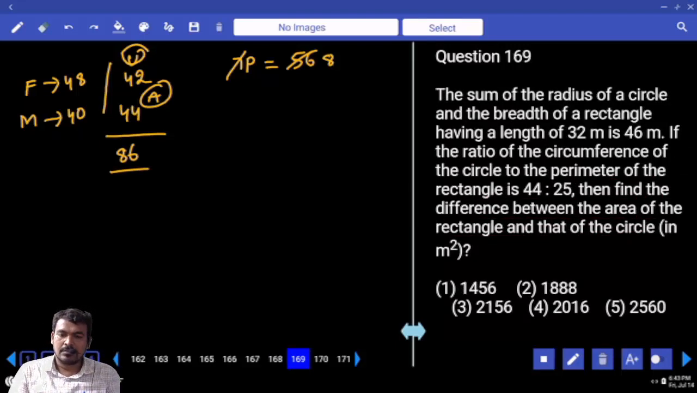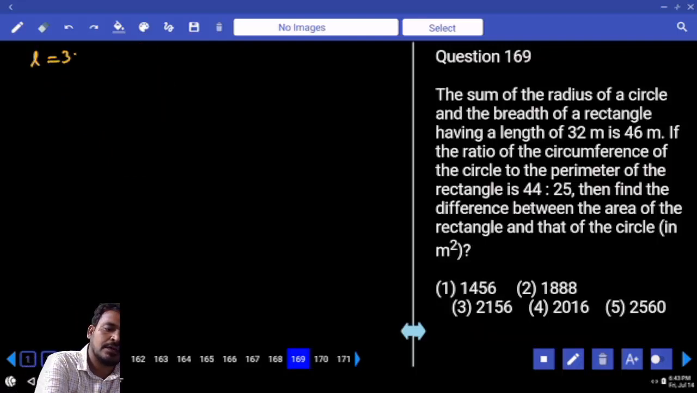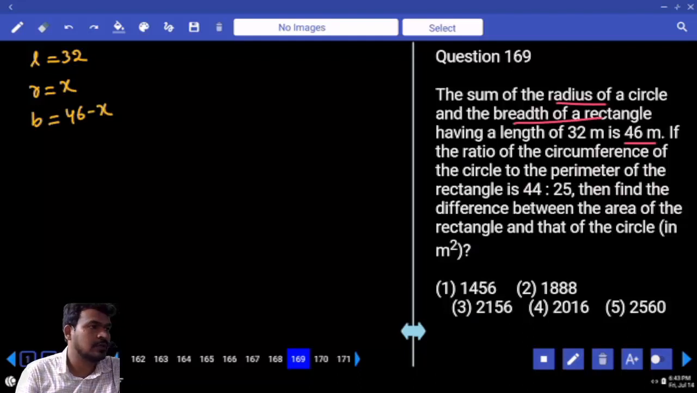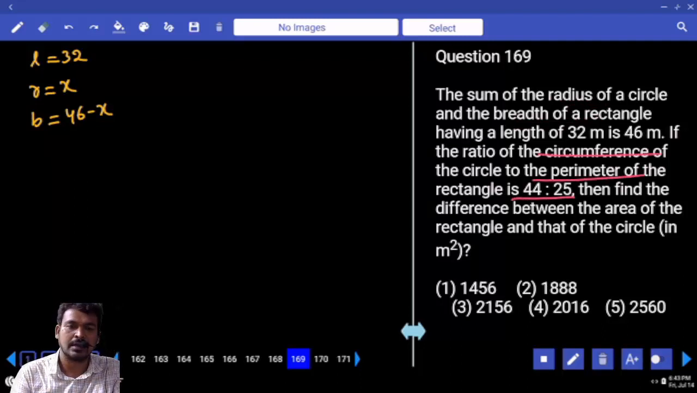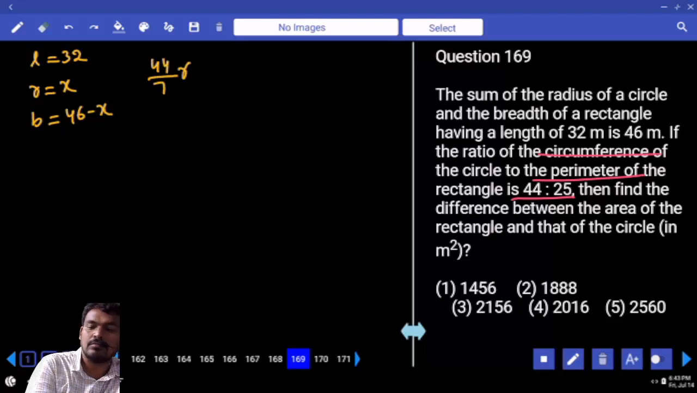Next, 169. The sum of the radius of a circle and the breadth of a rectangle having length of 32 meters is 46 meters. The length is how much? 32. But the radius and breadth of the rectangle sum is how much? 46. Suppose we consider the radius value as x, then the breadth value is 46 minus x. And one more thing, the ratio of the circumference of the circle to the perimeter of the rectangle is 44:25. What is the circumference of a circle? 2 pi r, which will be 44/7 into r.